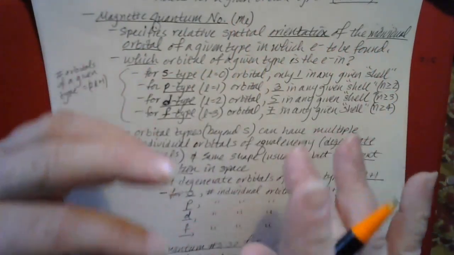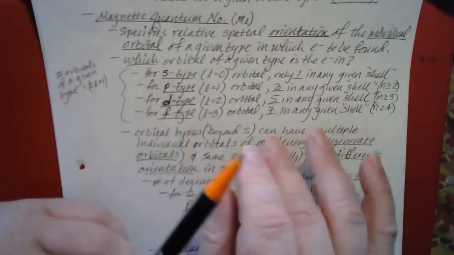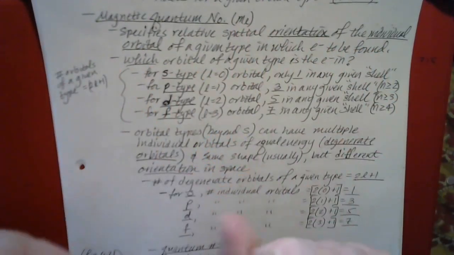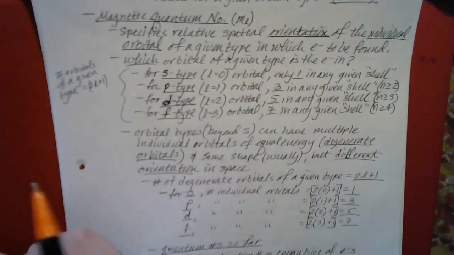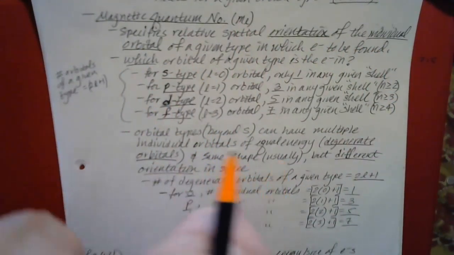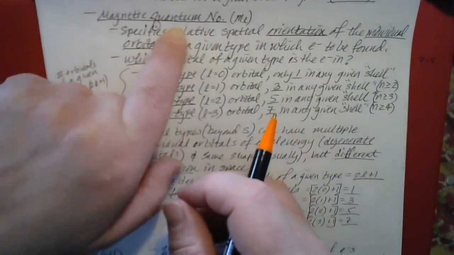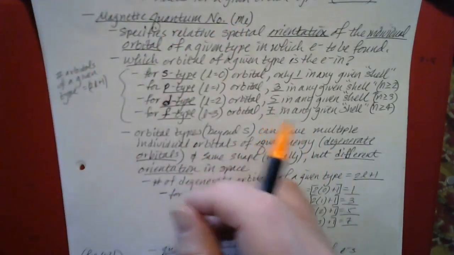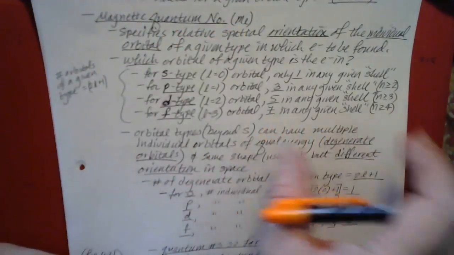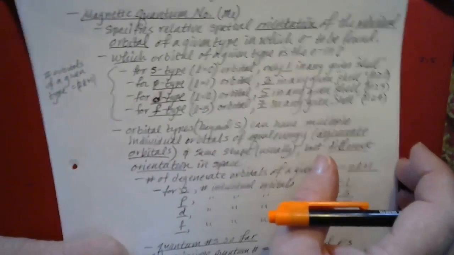And so maybe you've got the orbital that's dumbbell shaped. So does the dumbbell align itself along the x-axis or the y-axis or the z-axis? Well, the magnetic quantum number, or m sub L, would tell you that. Okay, so it tells you which one of those possibilities you're actually dealing with.